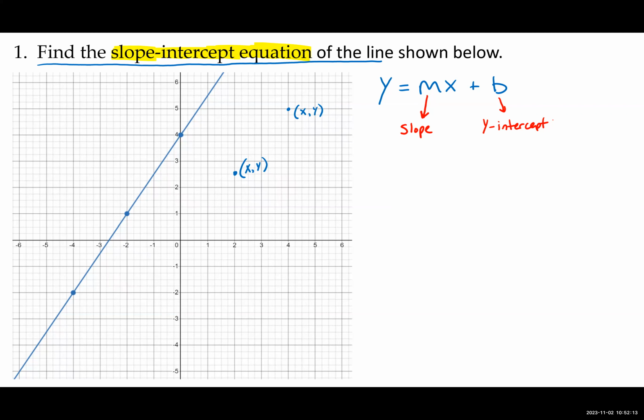In any case, we have two things we have to do. Number one, find m, and number two, find b. It doesn't matter which order. We could find the m first and then the b, or the b first and then the m. But we have two things we have to do.